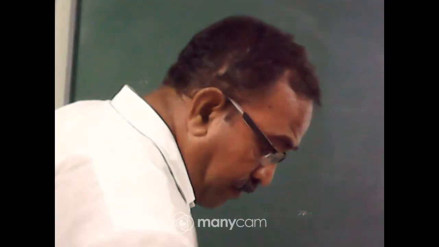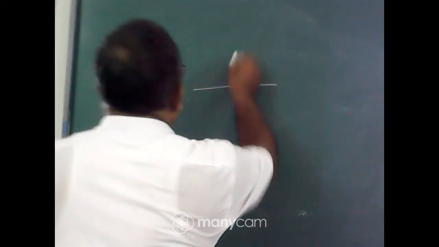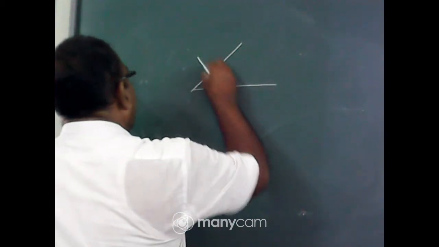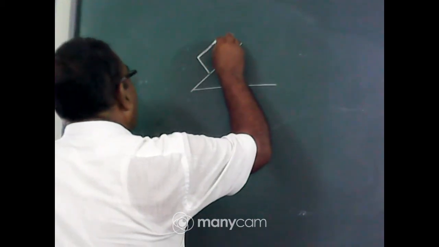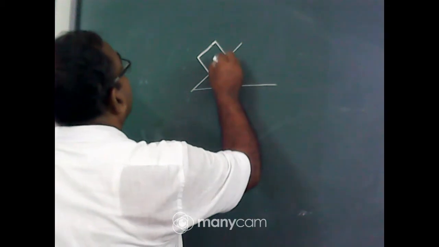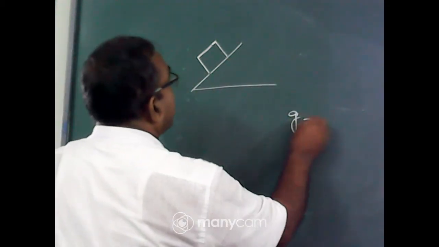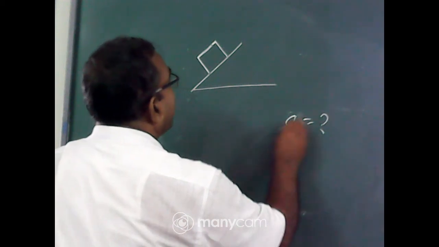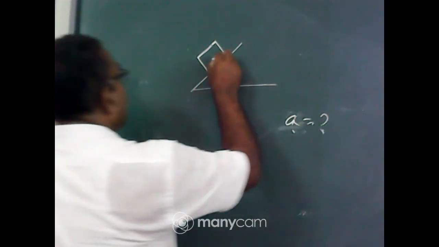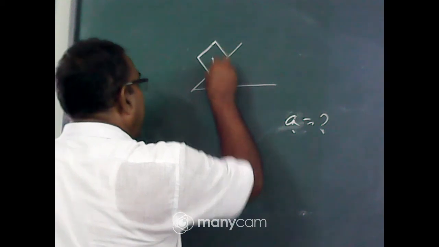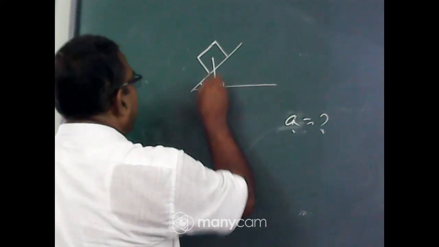So, the angle of friction and angle of repose. Suppose you consider the object is in motion on the inclined surface. What will be its acceleration? You find it. Suppose you see here, this is the W and that is the theta.